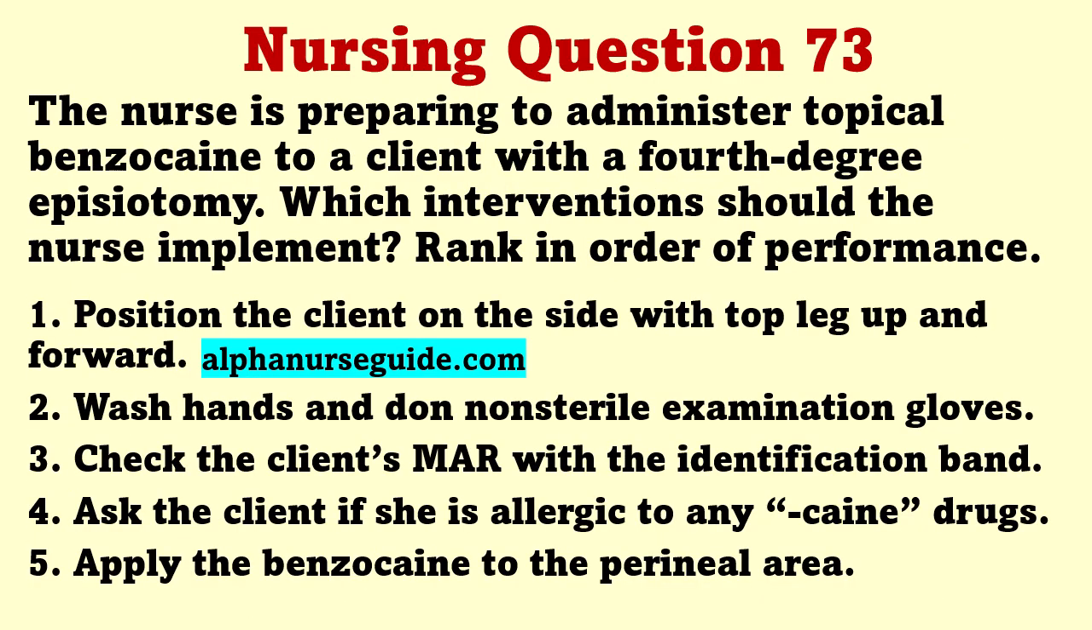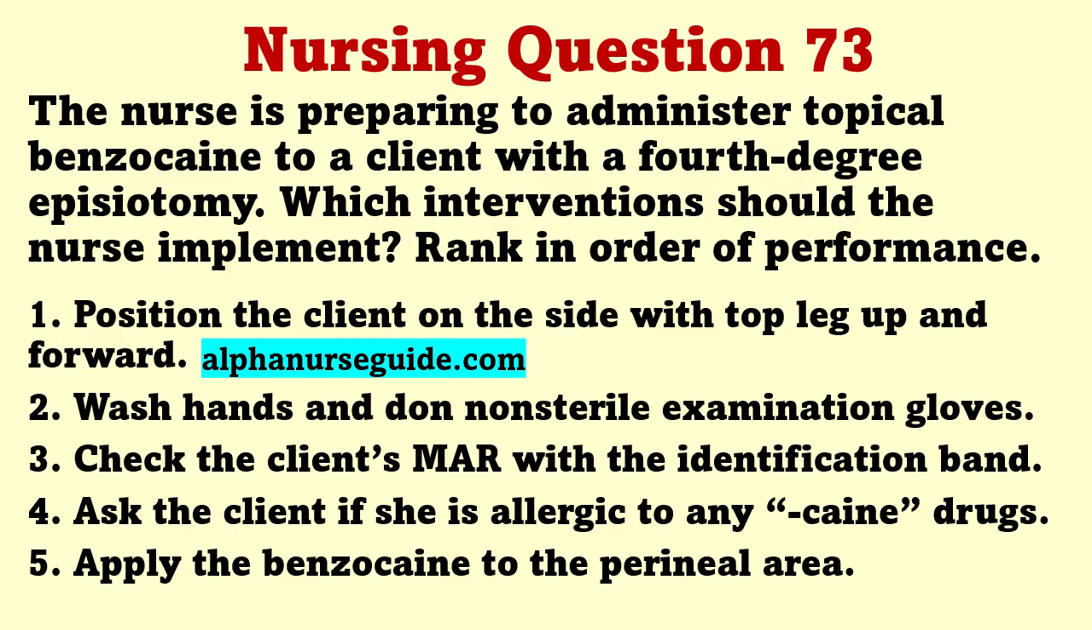The nurse is preparing to administer topical benzocaine to a client with a 4th-degree episiotomy. Which interventions should the nurse implement? Rank in order of performance. 1. Position the client on the side with top leg up and forward. 2. Wash hands and don non-sterile examination gloves. 3. Check the client's MAR with the identification band. 4. Ask the client if she is allergic to any caine drugs. 5. Apply the benzocaine to the perineal area.